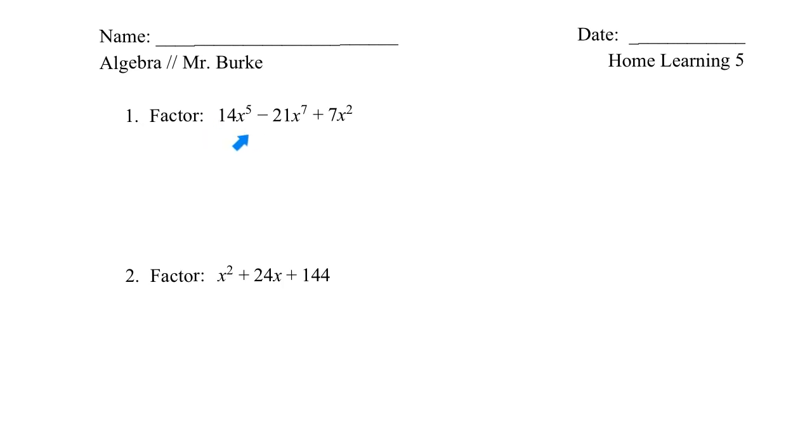Let's start with the numbers 14, 21, and 7. Greatest common factor of 14, 21, and 7 is, you guessed it, 7. 7 is the biggest number that goes into all three, 7, 14, and 21.